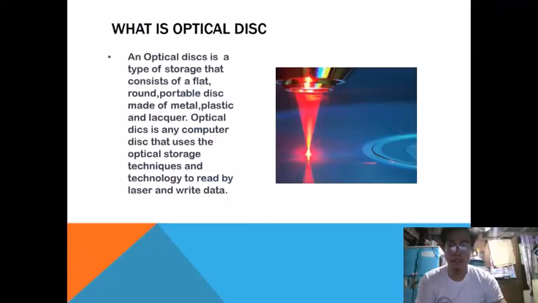Optical disk. What is optical disk? An optical disk is a type of storage that consists of a flat, round, portable disk made of metal, plastic, and lacquer. Optical disk is any computer disk that uses optical storage techniques and technology to read and write data by laser.